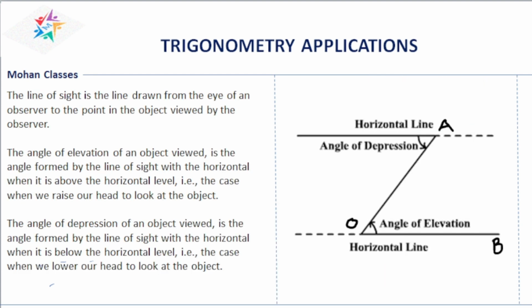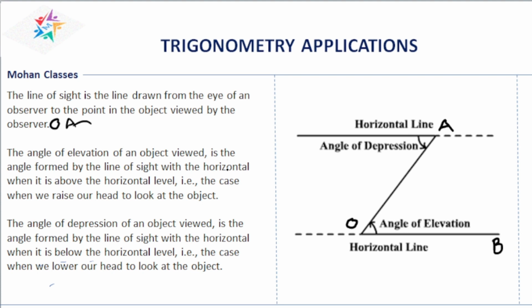Here the line of sight is the line drawn from the eye of an observer to the point in the object viewed by the observer. The observer may be at A or at O. This OA is called the line of sight from the observer to the object. Here OA we can take as the line of sight.